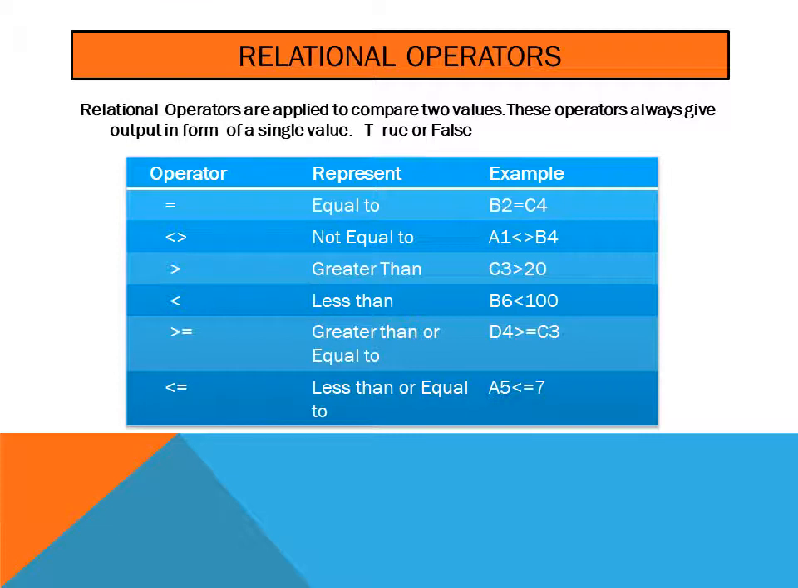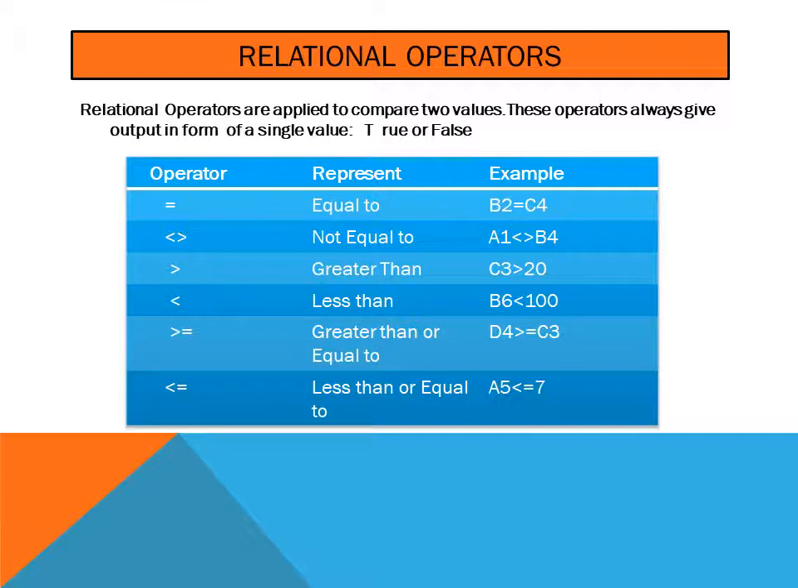First is equal to, as you are already aware of the symbol. Here it is written B2 is equal to C4. Now B2 and C4 are what? They are the addresses of the cells. That means it is going to compare the values in B2 and C4. If both of them are equal, then the result would be true. If not, then it would be false.